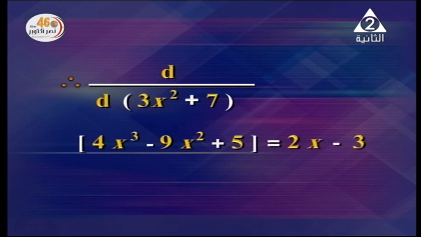My dear student, look, if we have the function 4x power 3 minus 9x squared plus 5, we can represent it by y as a function of x. And another function, 3x squared plus 7, we represent by the z function. z equals 3x squared plus 7. Then what is required? Find the derivative of 4x power 3 minus 9x squared plus 5 with respect to another bracket, 3x squared plus 7.